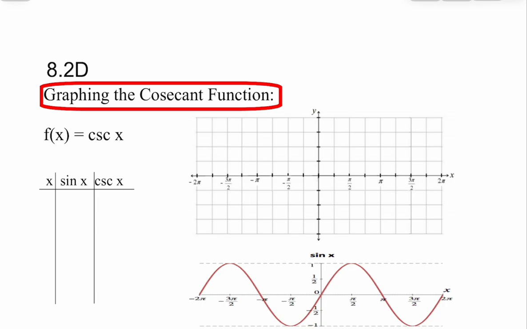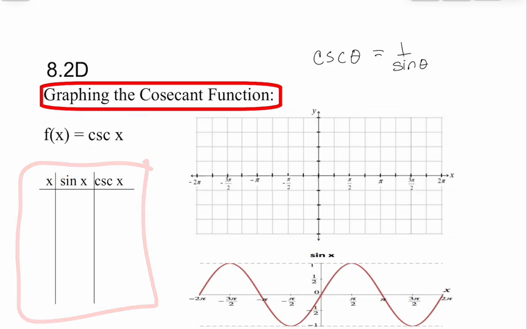So you might recall that we had learned that the cosecant function, which is abbreviated CSC, is 1 over the sine function. So you might see that when we're graphing the cosecant function, we are talking about y equals the cosecant of x, or f of x equals the cosecant of x. We have to rely upon the sine to help us get there, okay?